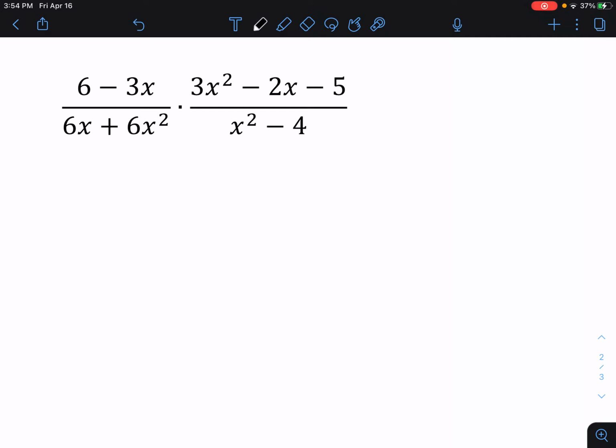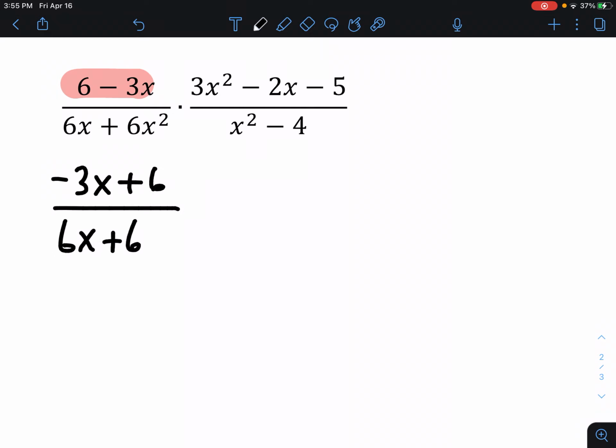Here we go. What I'm going to do first here: since this thing is out of order, I'm going to write it in the right order. That way it might save us a little headache. Oh, this one's not in the right order either, so let's rearrange that one too.